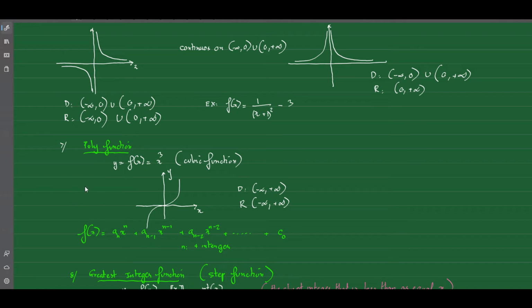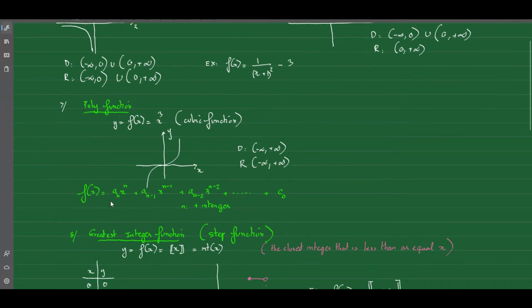In general, the polynomial function looks like this: a_n x to the n, plus a_(n-1) x to the n minus 1, and so on. But you have to be careful. All the exponents over here must be integers. Okay, so I'm going to add a little bit over here. The exponents must be positive.